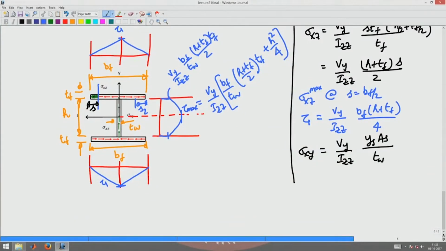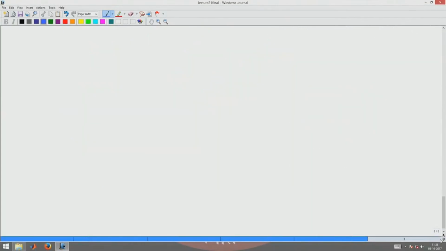Now, there are multiple ways by which I can construct this I section. Say I am making this I section from 3 plates, or I can make the I section from 5 plates. So, depending upon how you build up this I section, you have to use the appropriate shear stress. Now, let us say the I section is made like this.